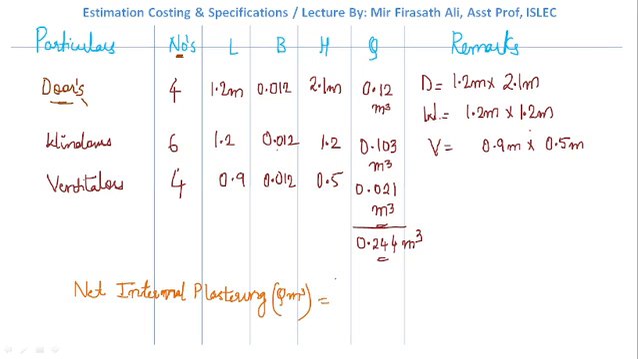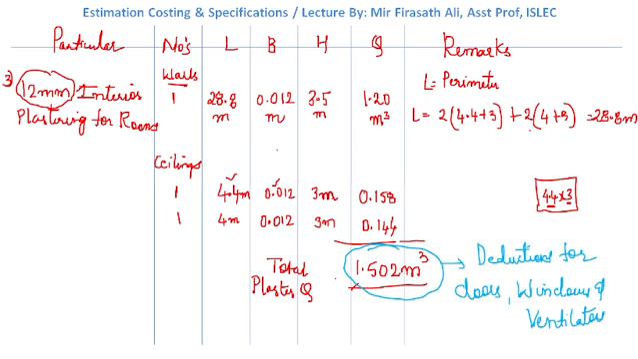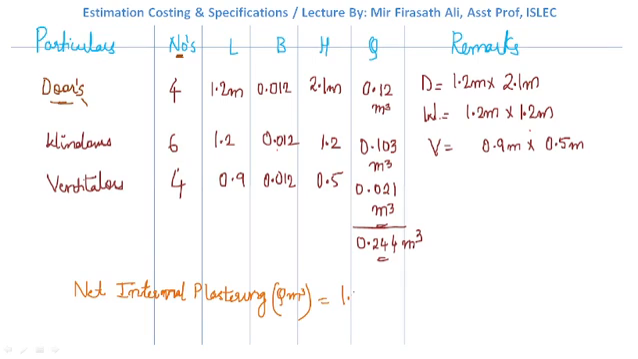It is the original quantity minus the deductions. What was the original quantity? 1.502. 1.502 minus 0.244. It is 1.258 meter cube. So, this is nothing but our net internal plastering after deductions.